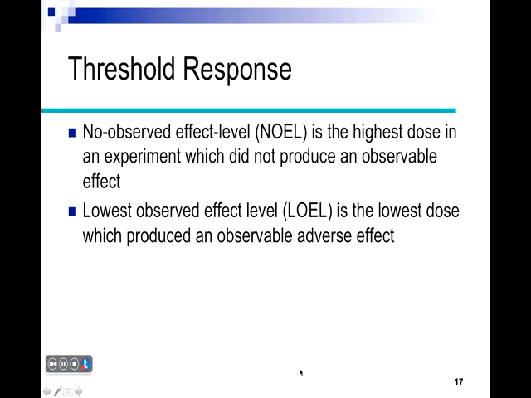Now you can get some information out of this, and if you are in the regulatory toxicology business, you look at dose-response curves a lot, and you base your exposure limits to people based upon what you see in a dose-response curve. You really are looking at two areas, the NOEL, which is the no observed effect level. It's the highest dose in an experiment which did not produce an observable effect, or the LOEL, which is the lowest observed effect level, i.e. the lowest dose, which produced an observable effect.